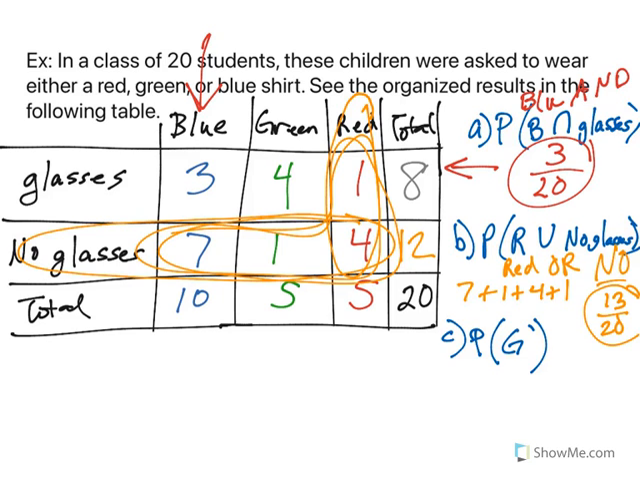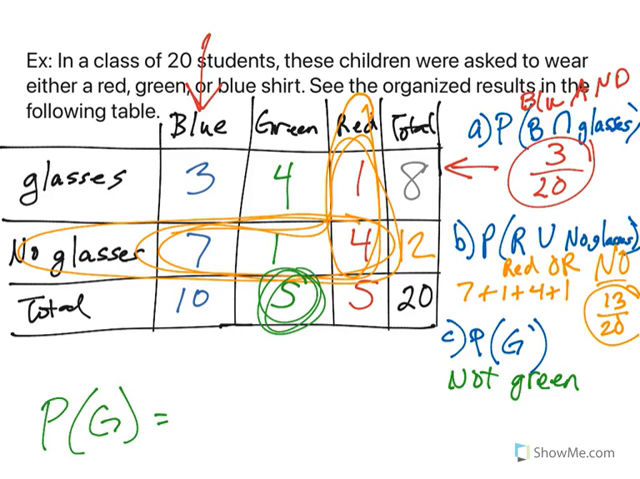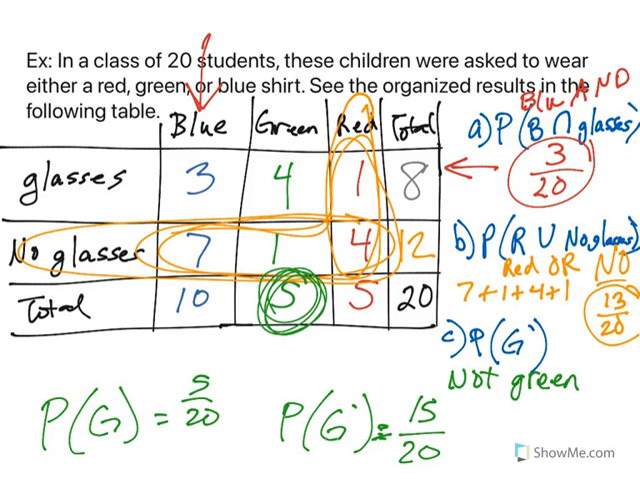In letter C, we have the probability of not green. Okay, so first, let's do what we did in the last one. Let's find the probability of green. Well, I have 5 total students wearing a green shirt. That's 5 out of 20. So my probability of not green is everyone else. So if 5 students are wearing green, that means 15 students are not wearing green. And we should always reduce fractions, and 15 over 20 reduces to 3/4. So the probability of not green is 3/4. And that's how we can use a table, or before we were using cards. So some different ways to think about probability and describing more than one event.